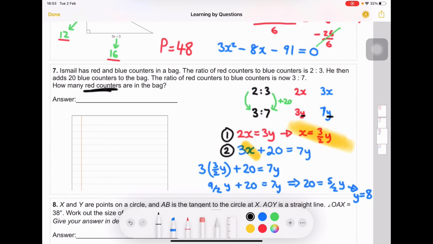So 3 multiplied by y gives us the number of red counters. We don't even need to work out the value of x. It's not needed. I'm going to write here 3y equals 3 times 8 equals 24.